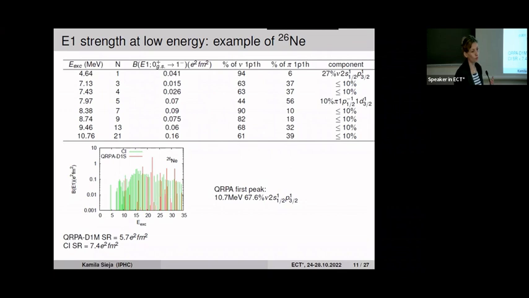This is how, in my language, I define it. So here I would say that there is some collectivity in these low energy peaks. Just for comparison, the first peak in QRPA is over 10 MeV. It contains 70% of this first contribution that we also observe in the shell model. Of course, this contribution from S1 to P3 appears a lot in this low energy range.